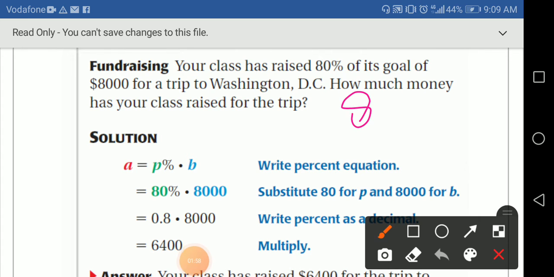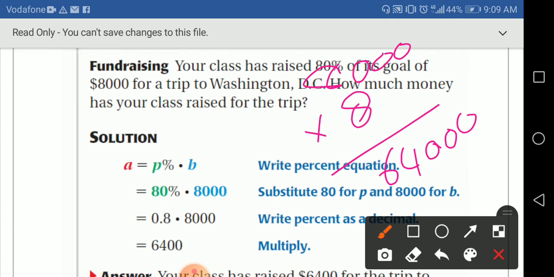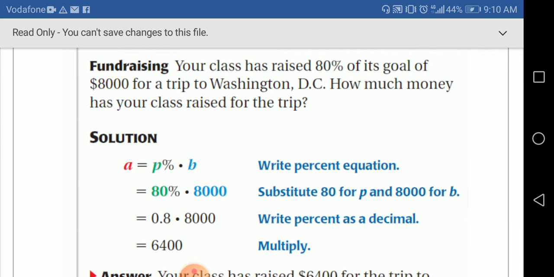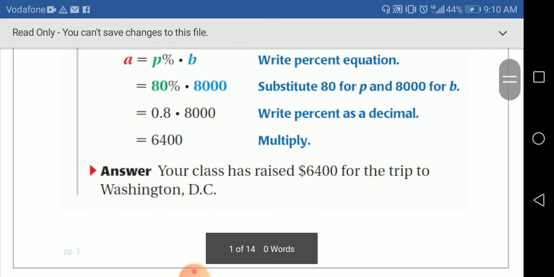When I multiply 8 by 8,000, how can I do this? 8 times 8 is 64, and we have 3 zeros. But remember, we have 1 decimal place, so move 1 decimal place. So it will be 6,400.0, so it is 6,400, because we are not going to use calculators now.